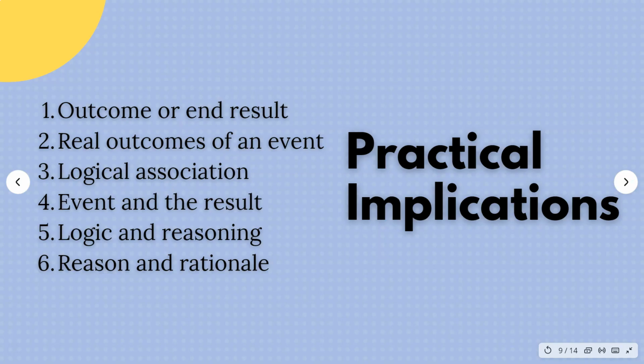Here comes practical implications. The outcome or end result that occurs when specific events take place is known as the practical implication of the event. Practical in this context relates to real outcomes of an event, whereas implication relates to the logical association between the event and the result. An example of a practical implication is a student who doesn't want to do his homework.